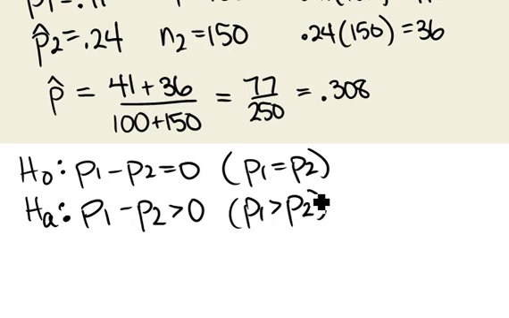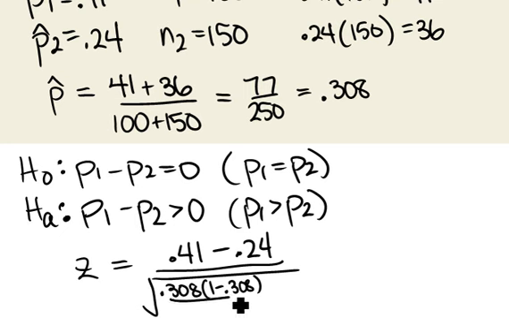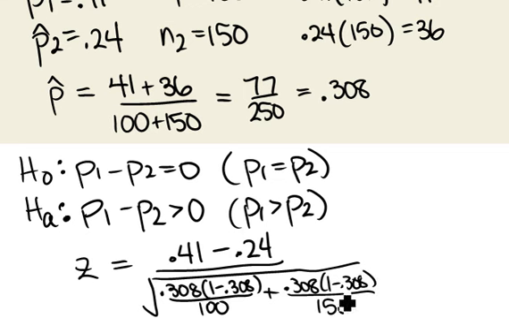So we get our test statistic Z by taking the difference in our sample proportions on the top, and then in the bottom we divide by our p-hat times 1 minus p-hat over our sample size for group 1, which is 100, plus p-hat times 1 minus p-hat over our sample size for group 2, which is 150. And what you'll get for this test statistic is 2.85.